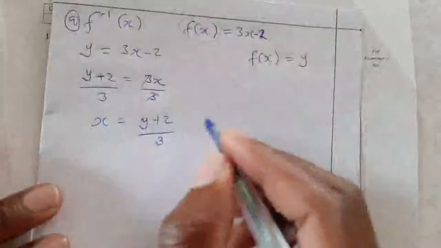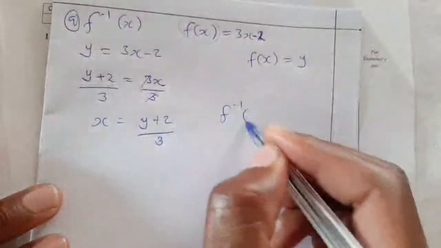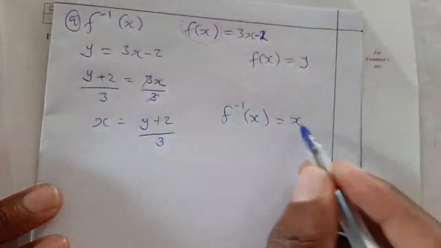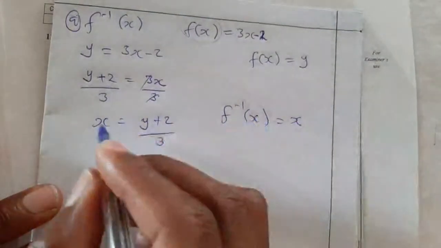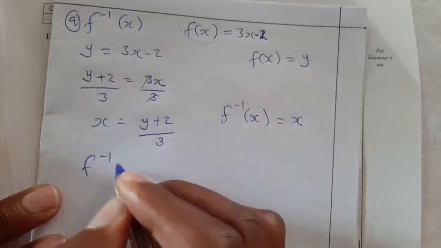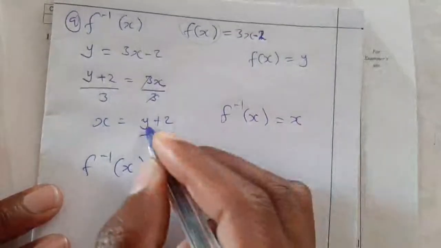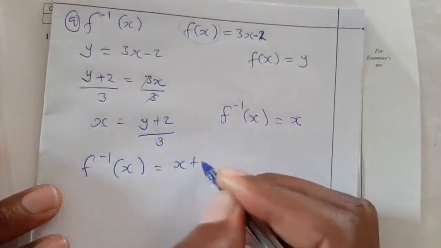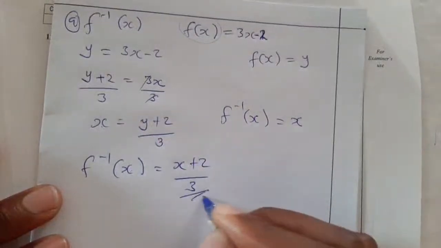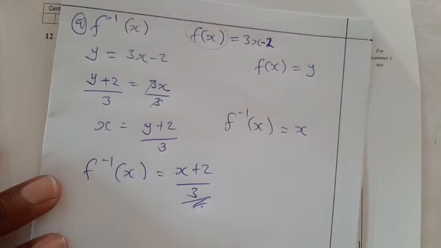From here, I'll substitute the f inverse: where there is x, I'm going to put the f inverse. So f inverse of x, then where there is y, we put what is in the bracket, so x plus 2 over 3. This is the f inverse.